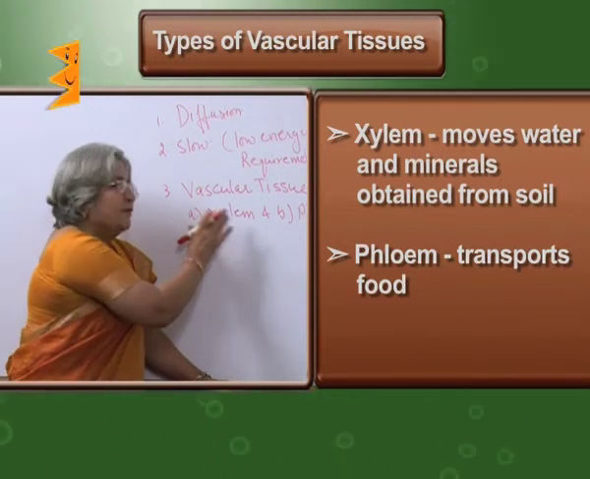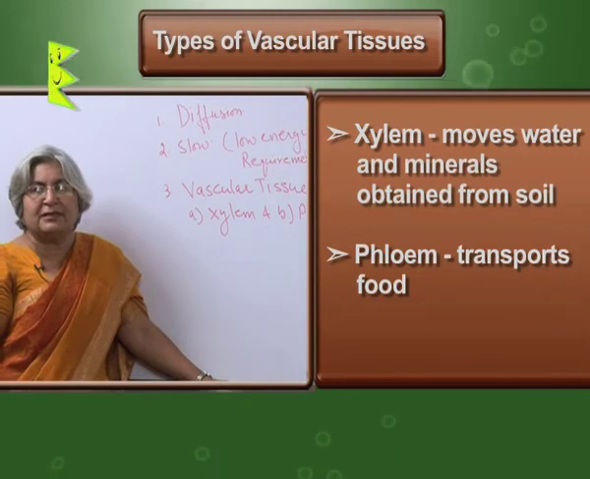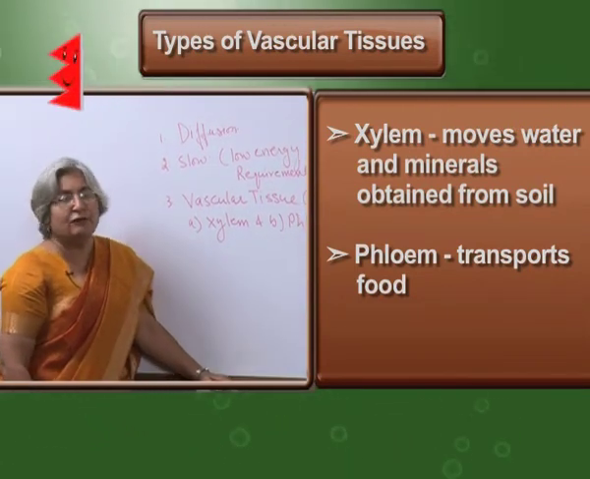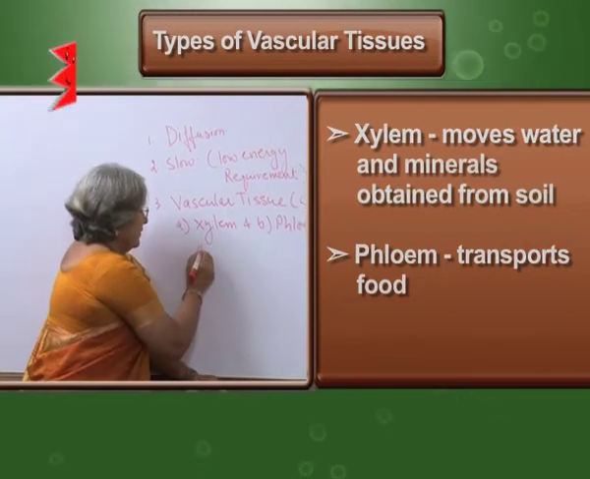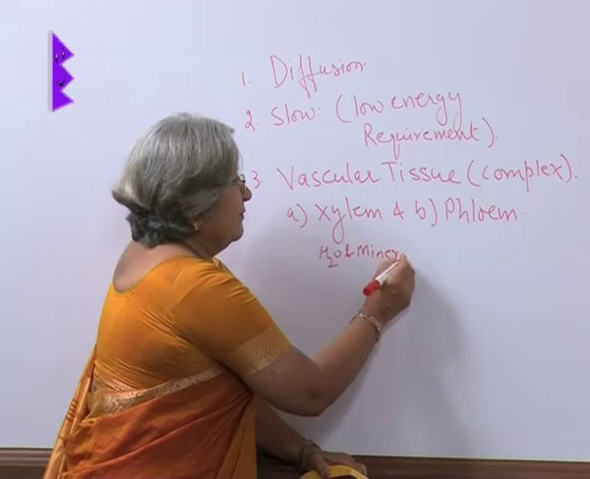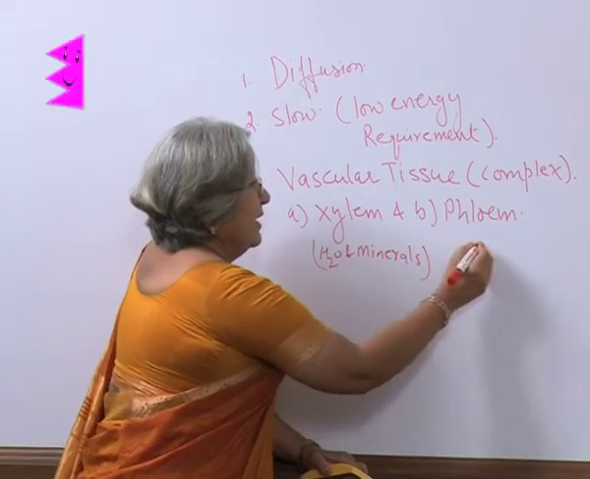Xylem is responsible for transportation of water and minerals, while phloem is responsible for transportation of food. So, we will write here water and minerals and food.